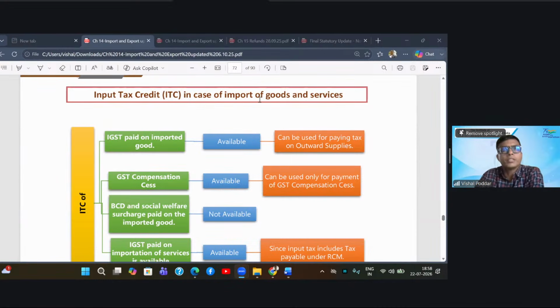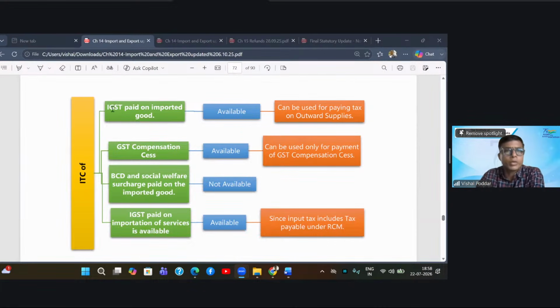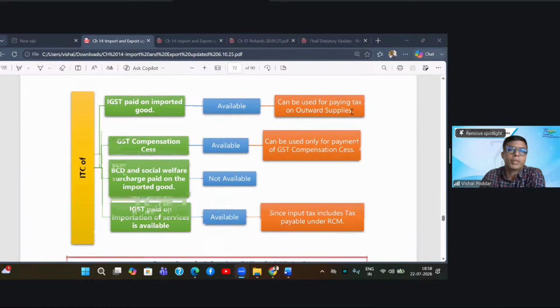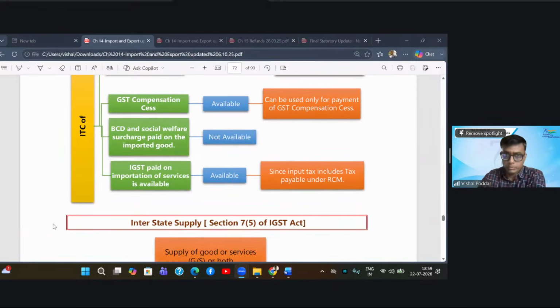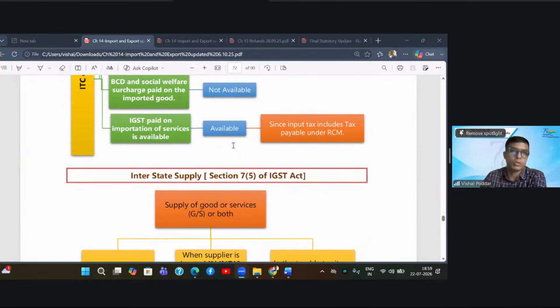Now, ITC in case of import. As we have seen, you are paying IGST on import of goods. Is ITC available? Yes. And it can also be used by you for paying your outward taxes. Similarly, if you are paying GST compensation cess, again ITC is available and it can be used for payment of output tax, but only output compensation cess. Next, you are paying basic customs duty and the customs basic social welfare surcharge. This is not available as credit, so this always becomes your cost.